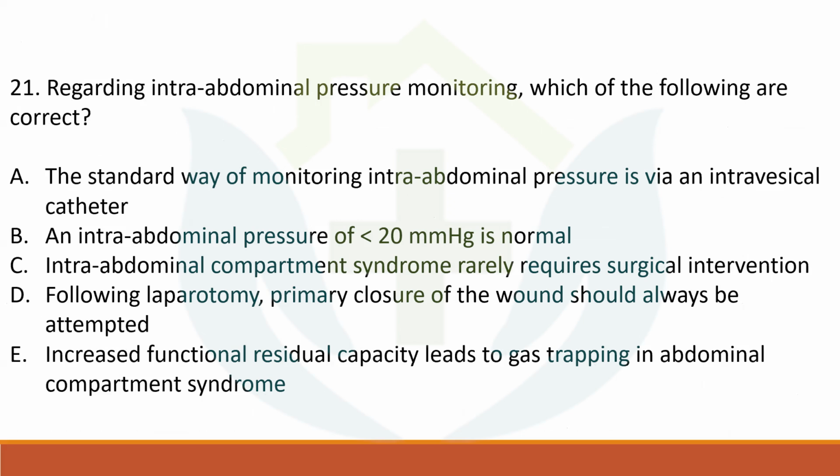Regarding intra-abdominal pressure monitoring, which of the following are correct? The standard way of monitoring intra-abdominal pressure is via an intravesical catheter. An intra-abdominal pressure of less than 20 is normal. Abdominal compartment syndrome rarely requires surgical intervention. Following laparotomy, primary closure of the wound should always be attempted. And increased FRC leads to gas trapping in abdominal compartment syndrome.